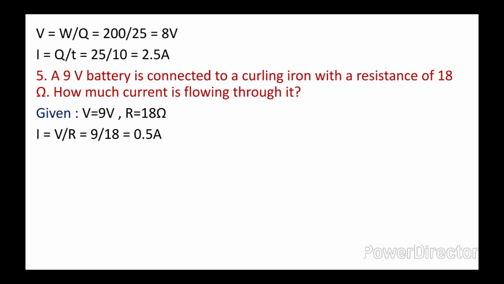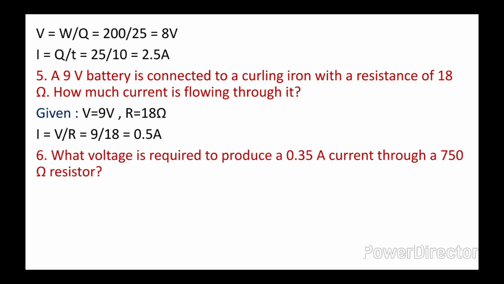Here you cannot use I equals Q by T because the charge and time are not given. So while using the formula, first you have to see the quantities they have given, and then you have to apply the correct formula. Here the voltage or the potential difference and resistance are given. So here you have to make use of the formula I equals V by R, that is the Ohm's law formula. So substituting the values for V and R, that is 9 divided by 18, you will get 0.5 amperes.